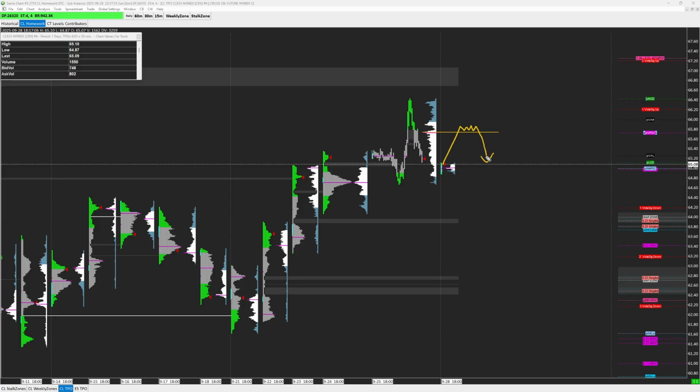We start to repair the RTH gaps, we start to repair these singles. And I don't know if you pay attention too much to it, Rob, but there also is a naked TPO point of control. We have one on, I believe this is Wednesday, and then we have one on Tuesday. I mean, if we go all the way back to Tuesday's lows, that would be pretty crazy.